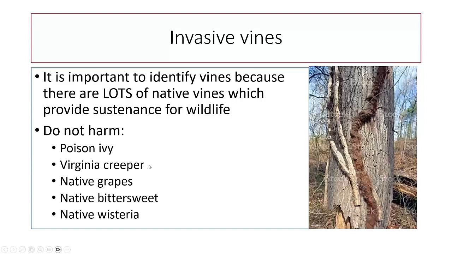Virginia creeper is another vine that supports wildlife, and we don't want to harm that. Virginia creeper is really interesting because the tendrils that it attaches to the tree kind of look like little gecko feet. Native grapes, we don't want to hurt, and we can recognize the native grapes by the tendrils. Native bittersweet is another one. There is an invasive bittersweet that I'll talk about, but the native bittersweet does produce berries that are very advantageous to wildlife. And then we do have a native wisteria.